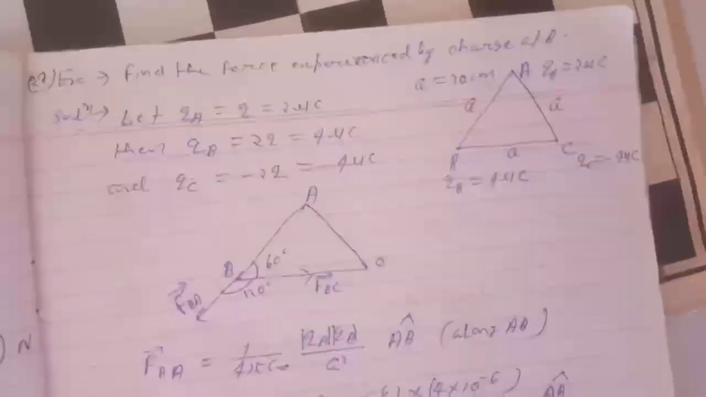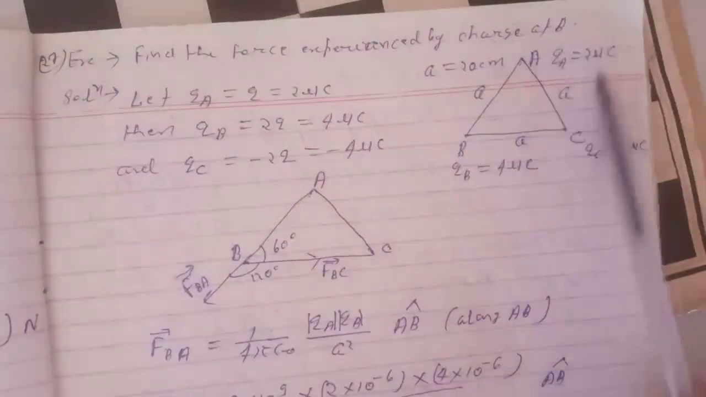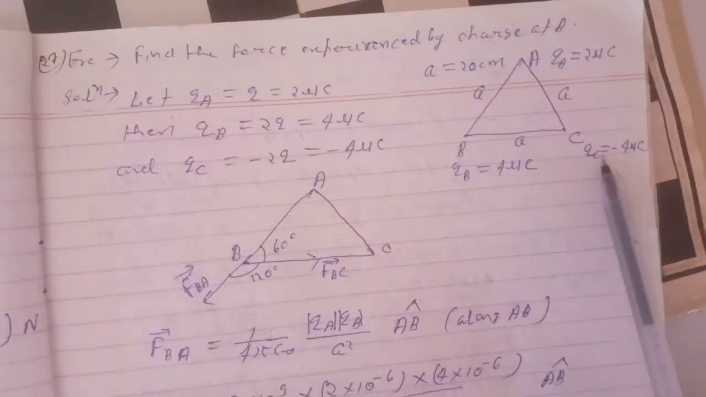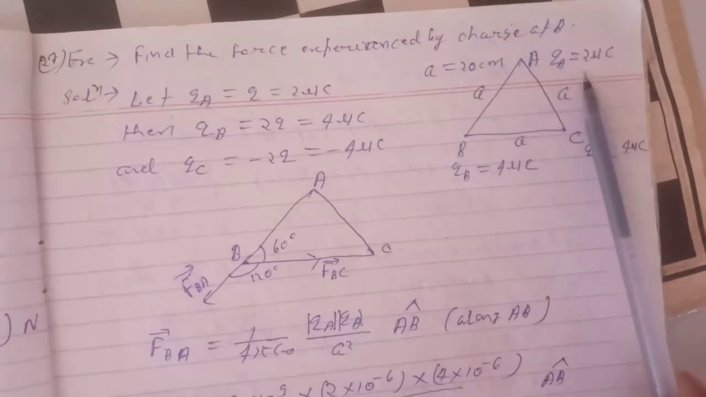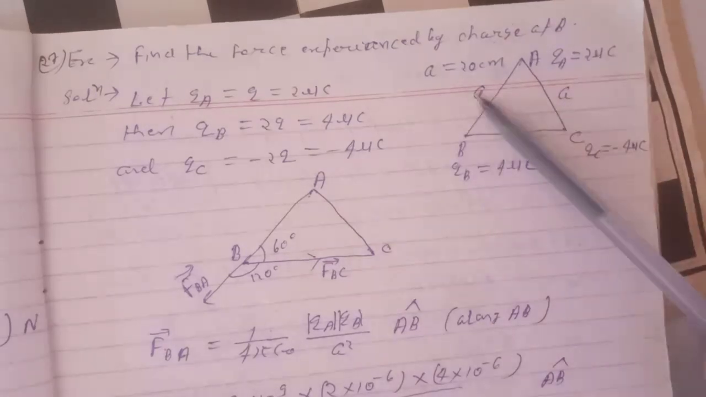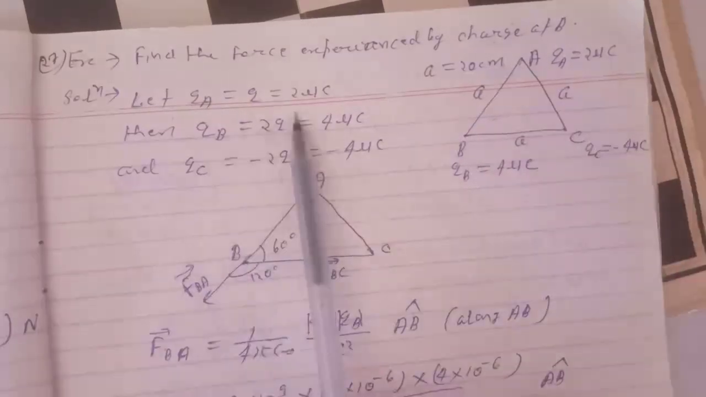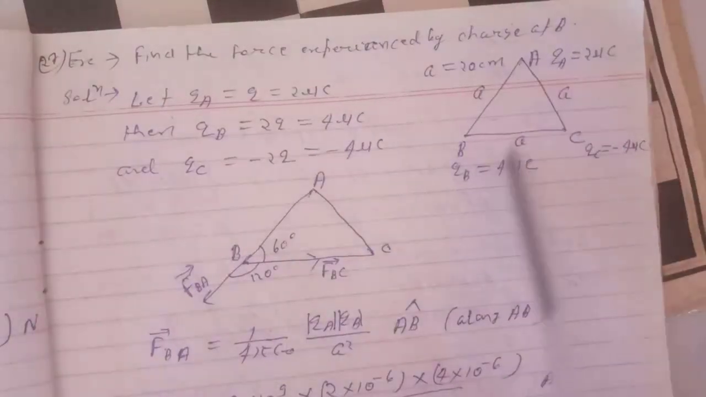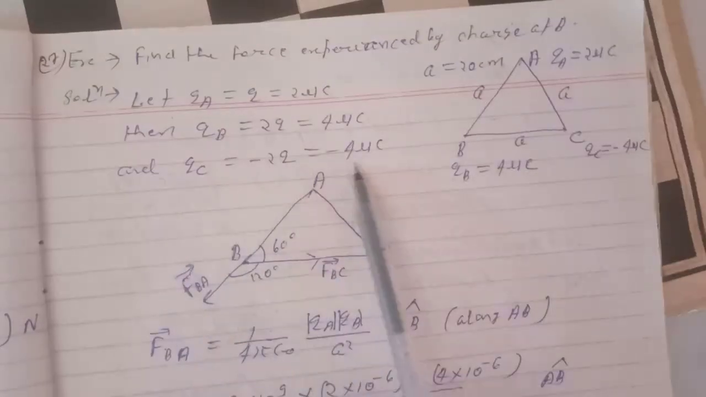problem is, find the force experienced by charge at B. Here charge QB equal to 4 microcoulomb, QC equal to minus 4 microcoulomb, and QA equal to 2 microcoulomb. And given side a is of equal length 20 cm. Let QA equal to Q, 2 microcoulomb, QB will be 2Q equal to 4 microcoulomb, because it is 2 times this charge, and QC equal to minus 2Q equal to minus 4 microcoulomb.